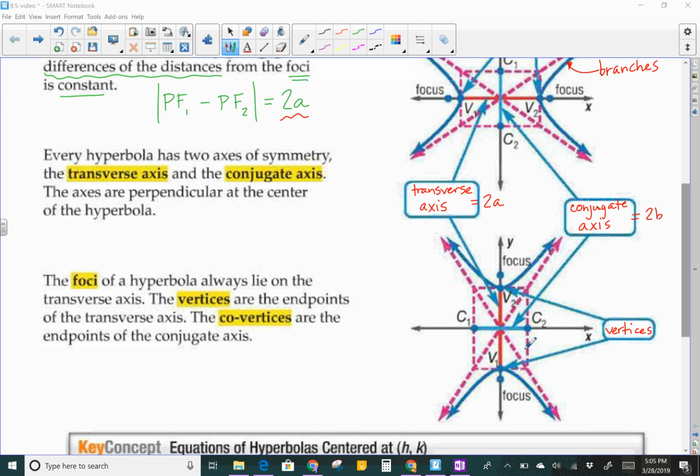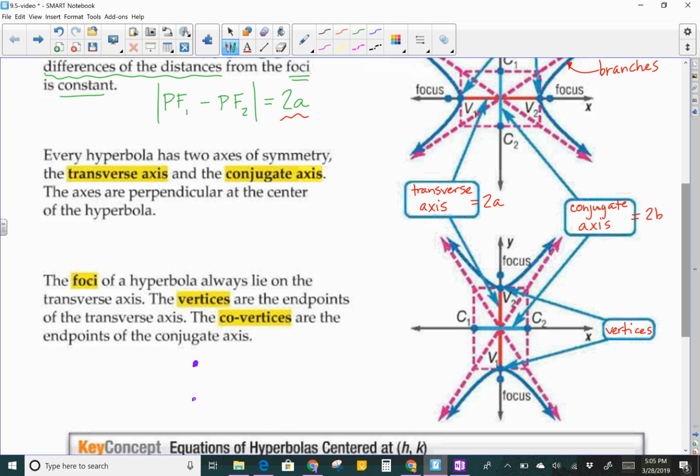We'll see what happens. Okay, so we've got it all labeled. We've got our center, we've got our transverse axis, our conjugate axis, our vertices. They're called the endpoints of the conjugate axis. But again, we have two really important things that it's not going to let me write. Let's try. There we go.